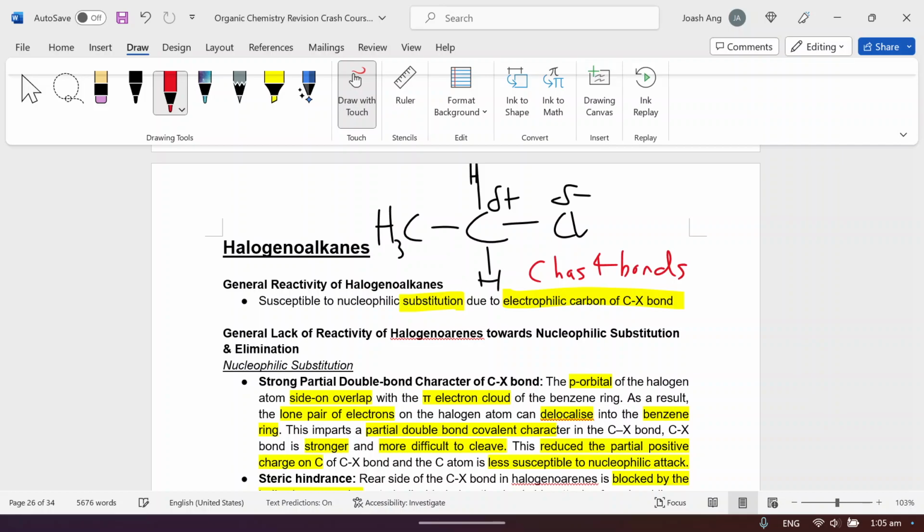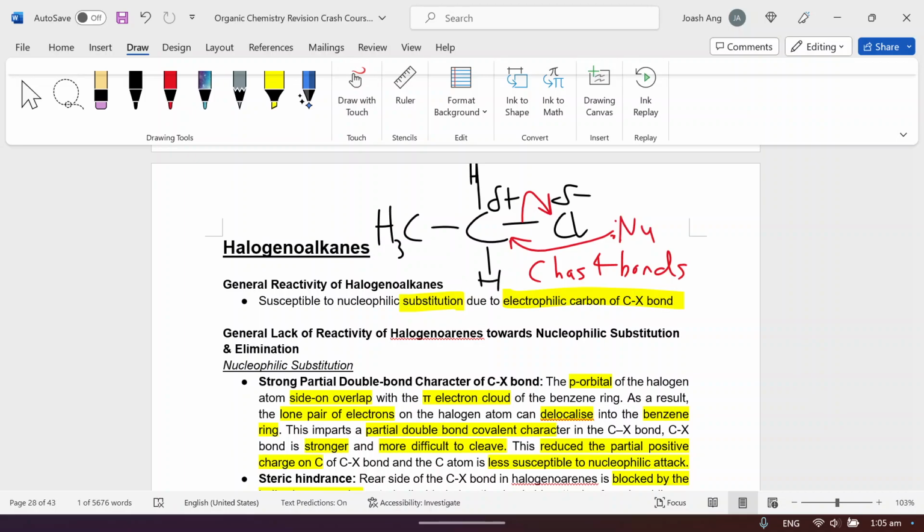Alright. And thus if I were to attack this using a nucleophile and not break any bonds, it will result in the carbon having five bonds, which is a no-go. So that's why we always have to push out the chlorine atom as a chloride anion.